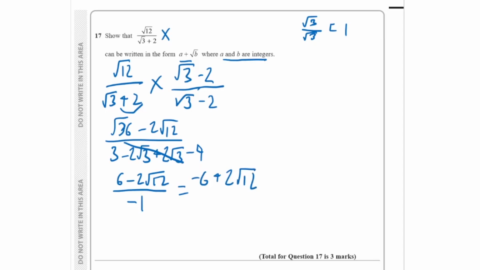But we are not done. Notice how it says in the form a plus root. There are only two integers here, but in our answer we have 3. So how do we move 2 into the 12? We simply find its square. So negative 6 plus the square of 2 is 4, and we simply multiply it to the 12. So root 12 times the square of 2 is 4. So our final answer should be negative 6 plus root 48.